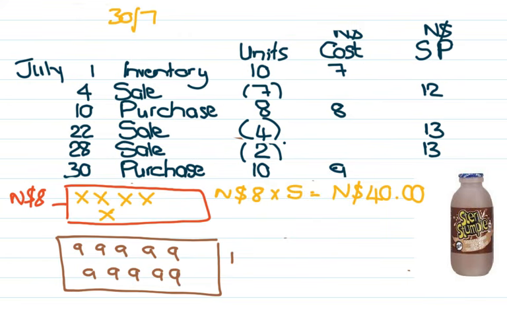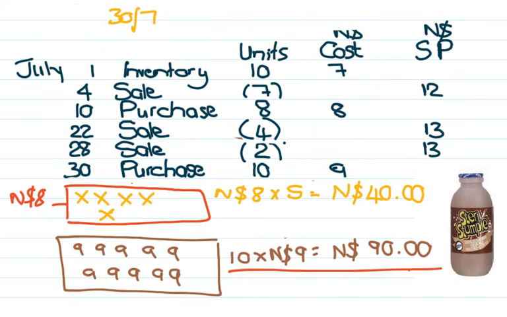All right, so we have 10 times $9, and that will give me then $90. I had the $40, so my total is then $130.